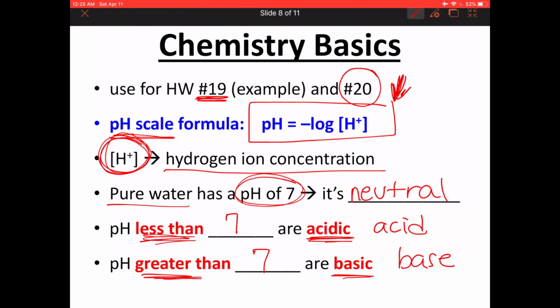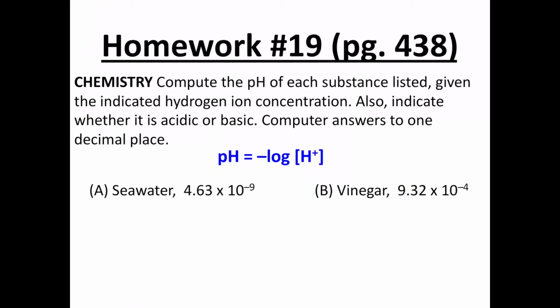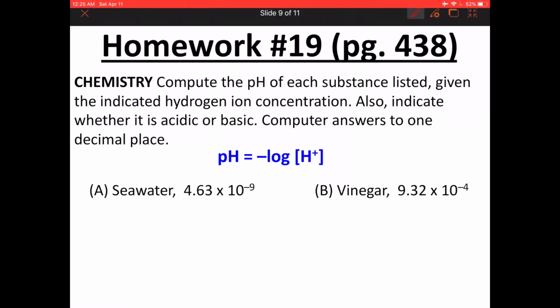So let's go ahead and use this in our last example for today. So homework problem number 19, which will be very similar to number 20 for you guys. Compute the pH of each substance listed given the indicated hydrogen ion concentration. Also indicate whether it is acidic or basic. Compute answers to 1 decimal place. So notice we have example A for seawater, example B for vinegar. Here is my equation. So I'm going to draw my line down the middle to split these up.